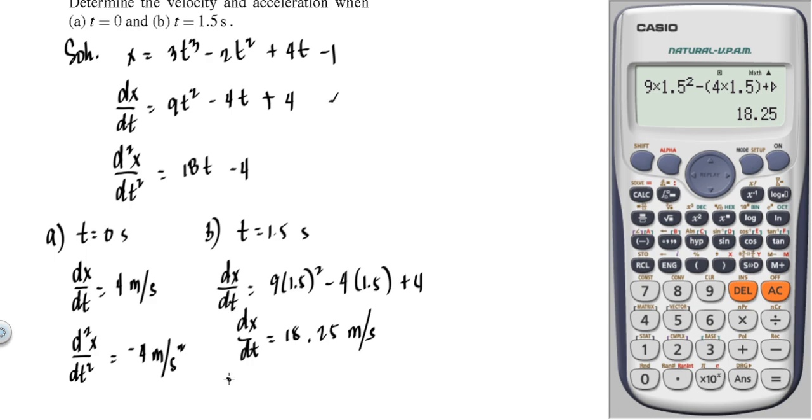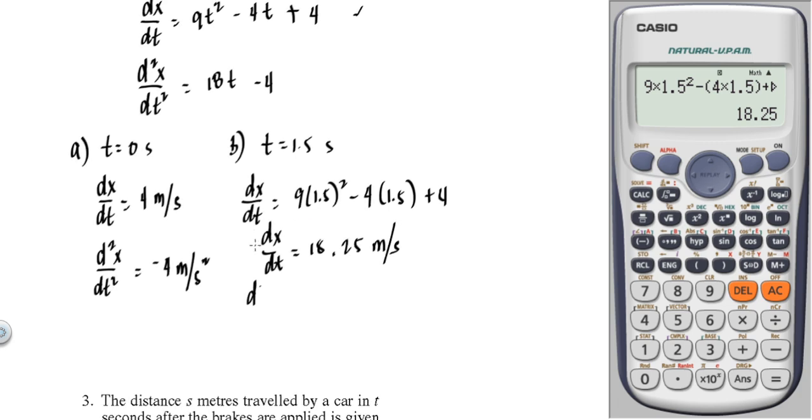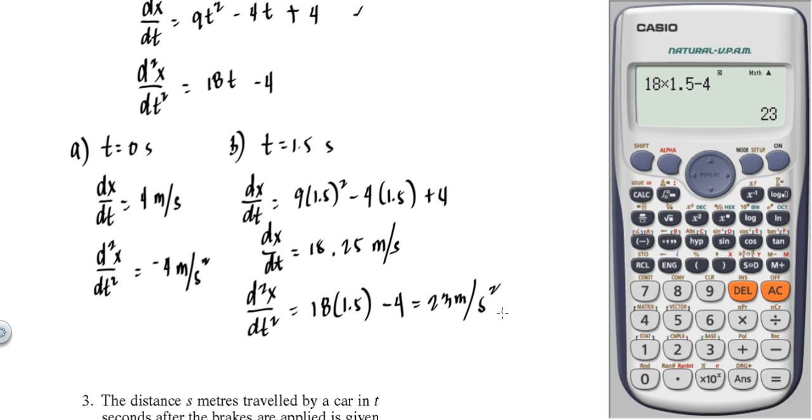How about the acceleration? So, we have the second derivative of x with respect to time when time is 1.5. Okay, so 18 times 1.5 minus 4. Okay. So 18 times 1.5, minus 4 equals 23. There, so dito na lang. So 23 meter per second square. So ito yung mga answers. Yan. Yes.